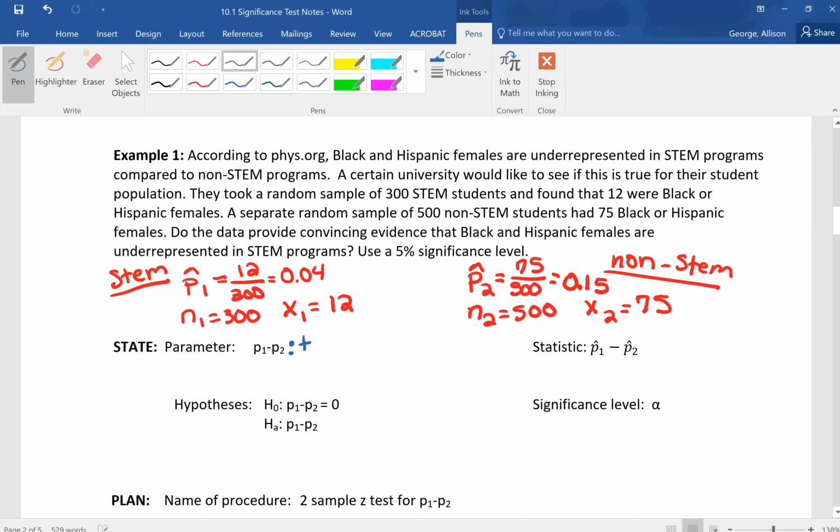It's the true difference in proportions of Black and Hispanic females in STEM and non-STEM.